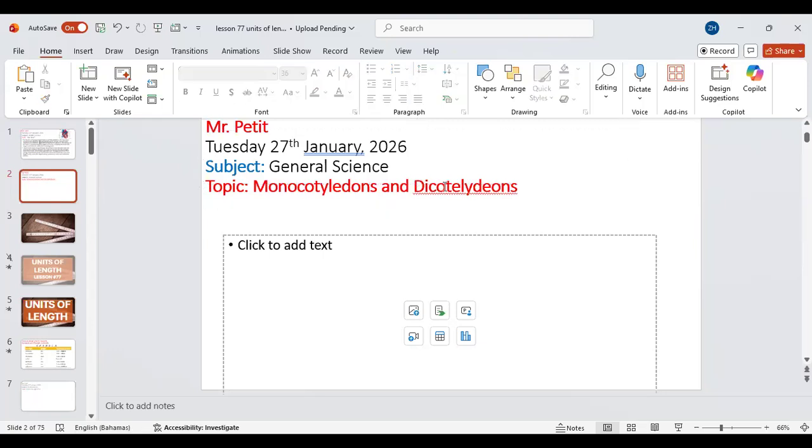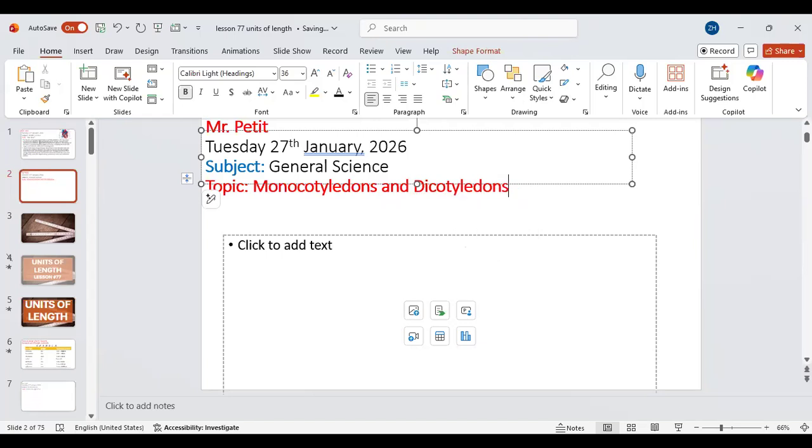So let me show you, I spelled it wrong. With monocotyledon and dicotyledon, both of them are flowering plants. So that's the first thing to remember, right? Both of them are flowering plants. It's just that they are different. They have different sort of representation between them, right?